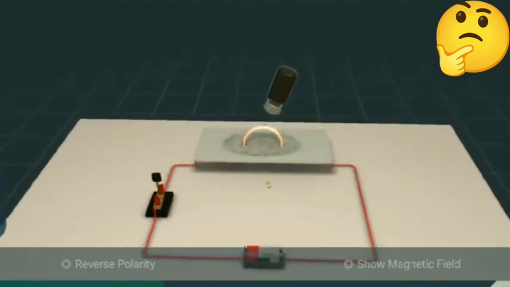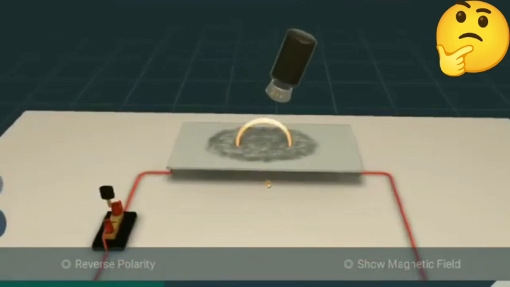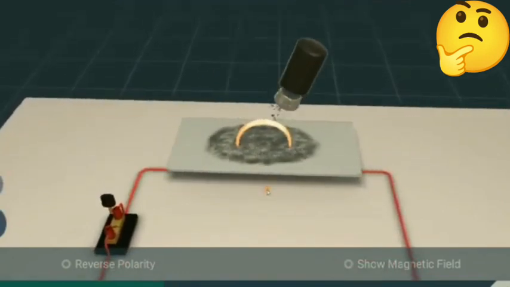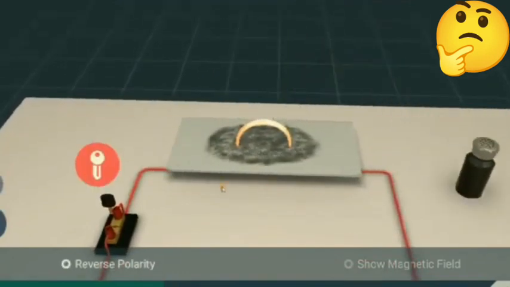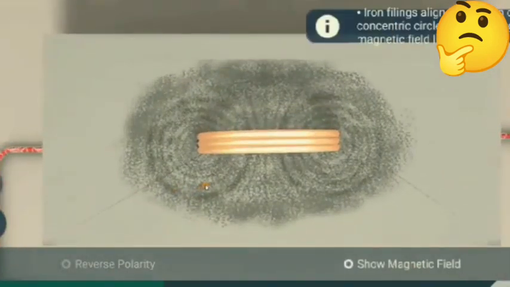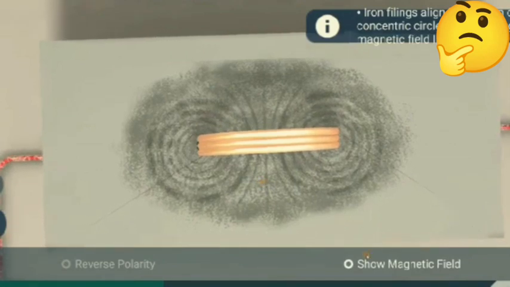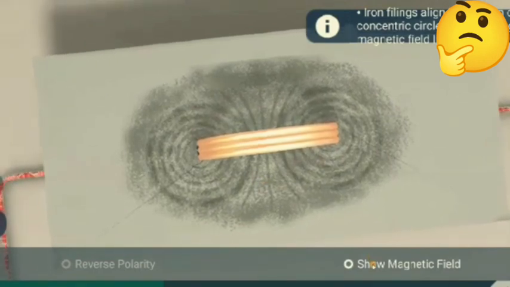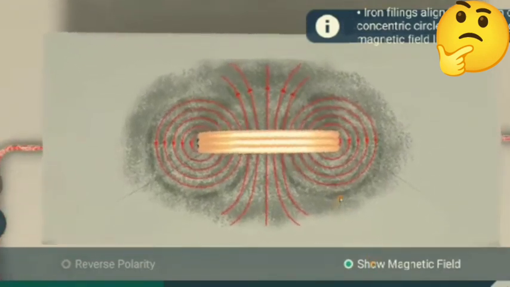We are placing iron filings in an irregular pattern, and when we supply current by inserting the plug key and current starts flowing, you can see the magnetic field lines arranged in a pattern, in the form of concentric circles. This is the pattern shown by magnetic field lines in case of a current carrying circular coil.